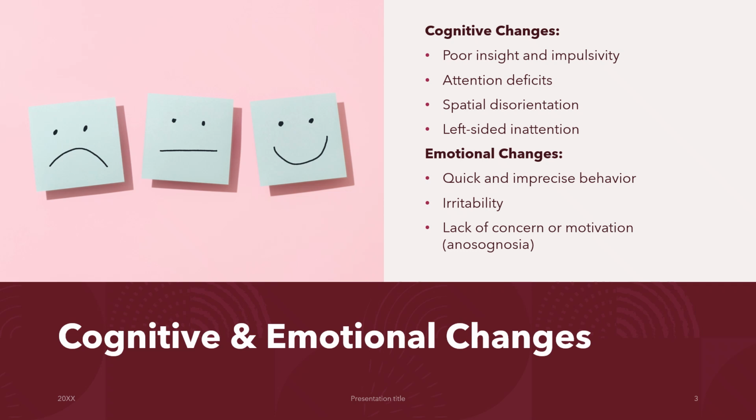Some of the cognitive and emotional changes. On the cognitive part, there is going to be poor insight and impulsivity. There's going to be attention deficits, spatial disorientation, and left-sided inattention. Some of the emotional changes are quick and imprecise behavior, irritability, and lack of concern or motivation.